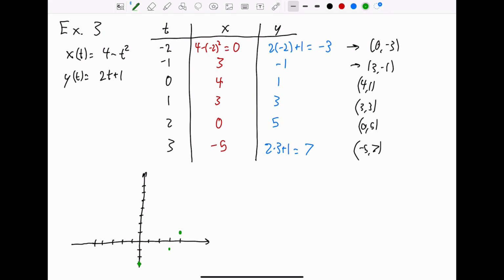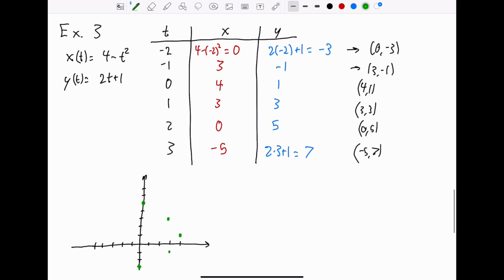And then we have (3, 3), which is right here. And then (0, 5), right about there. And then (-5, 7). So -5 in the x direction, 7 in the y direction. That's right about there. So here are the points that we found by plugging in various values for t into the x and y equations. And we can imagine connecting these with a smooth curve, and it looks like it will probably be a parabola, which indeed is what the shape is. So the parametric equation looks like this.